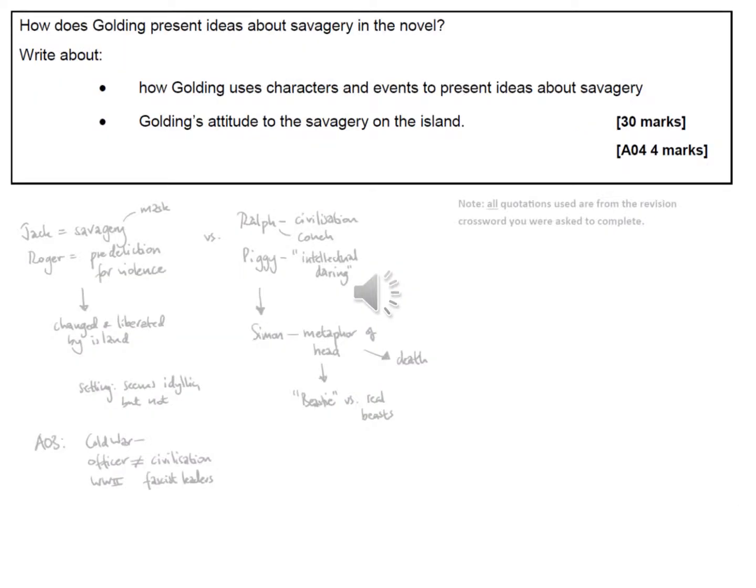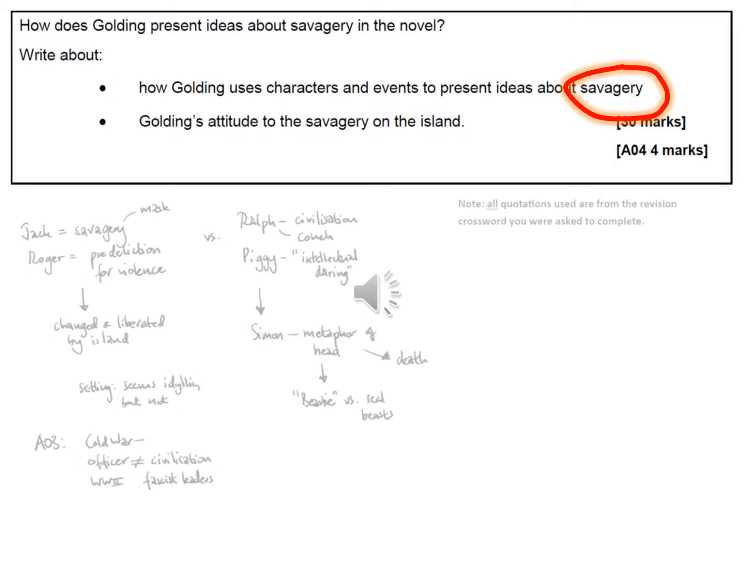So now we're going to look at another example question. This one is more focused upon a theme than a character like the Jack one. How does Golding present ideas about savagery in the novel? Write about how Golding uses characters and events to present ideas about savagery, and Golding's attitude to savagery on the island.